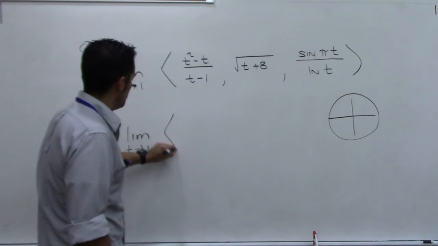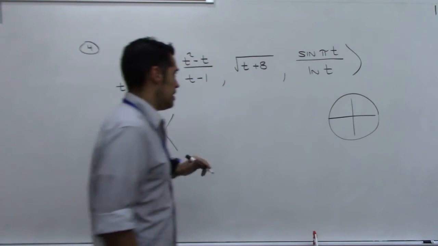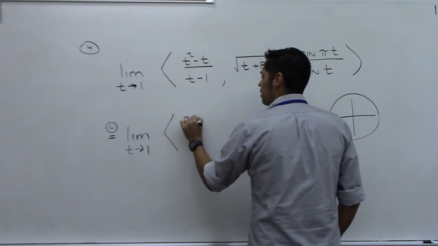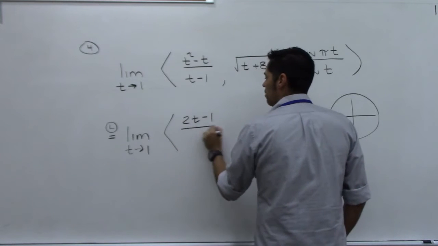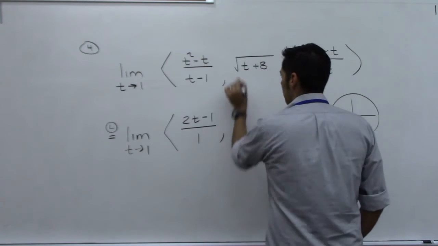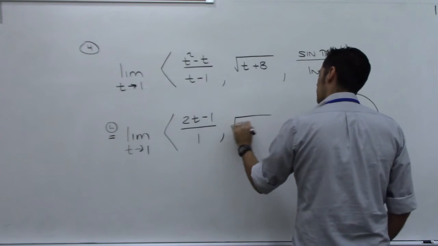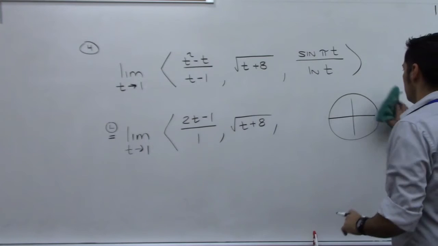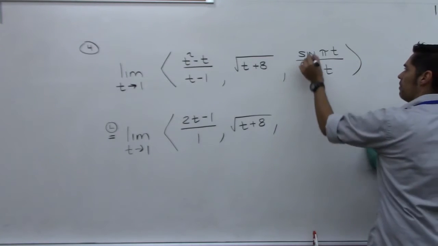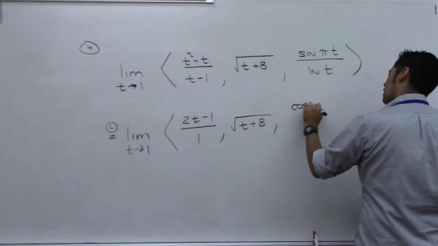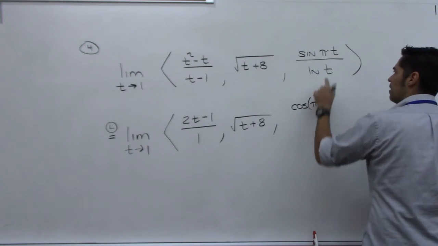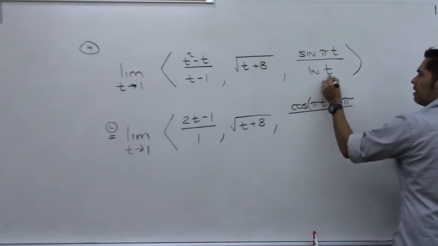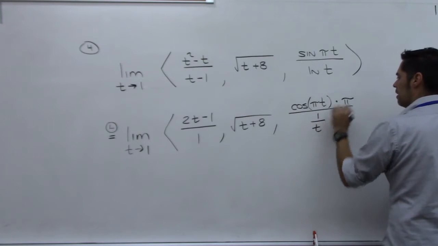What I'm going to do is L'Hopital's rule on any of these that have a problem. So the derivative of the top here is 2t minus 1, and the derivative of the bottom is 1. And then over here, I don't need to do L'Hopital's rule. And then over here, I'm going to do L'Hopital's rule again. So the derivative of the top is cosine pi t, right? But then the derivative of the inside, which is just pi. And then over the derivative of the bottom, the derivative of natural log of t is 1 over t.